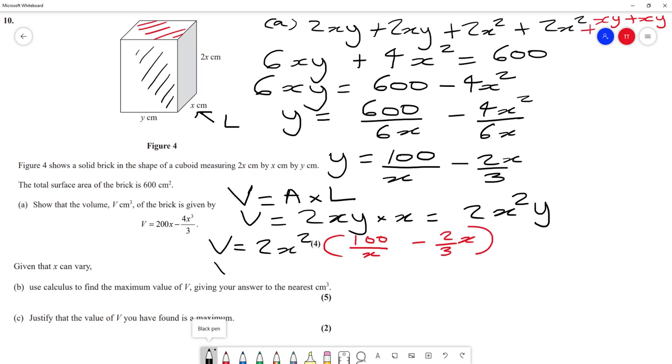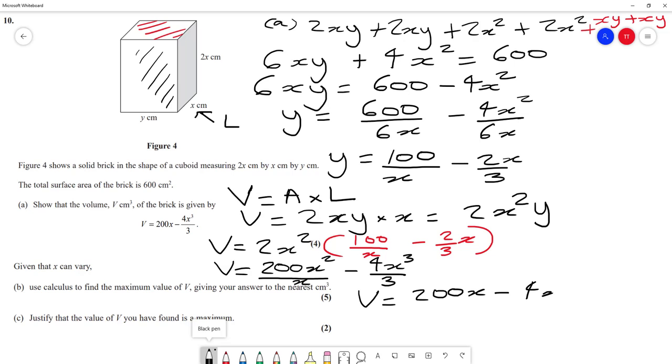So we can multiply this out now. 200x squared divided by x minus 4x cubed over 3. Now the x squared and the x will cancel, so I get V equals 200x. Again, just reiterating that the x squared and the x will cancel to give me x, so I get 200x on the numerator minus 4x cubed, all divided by 3.